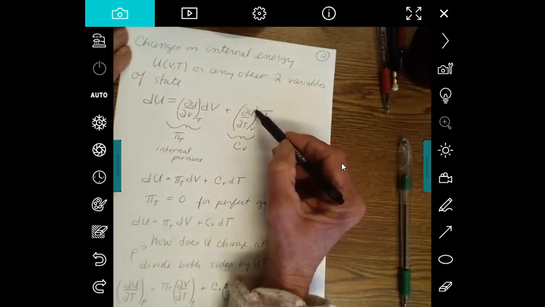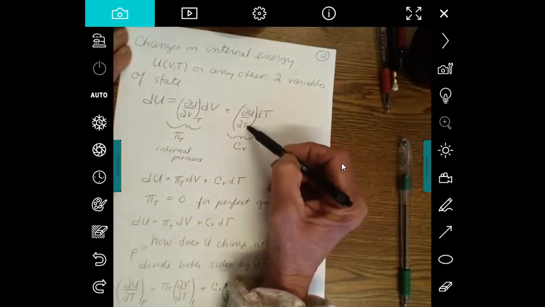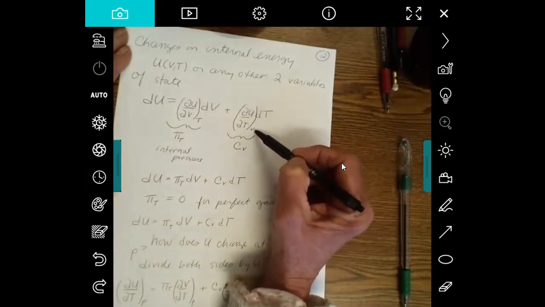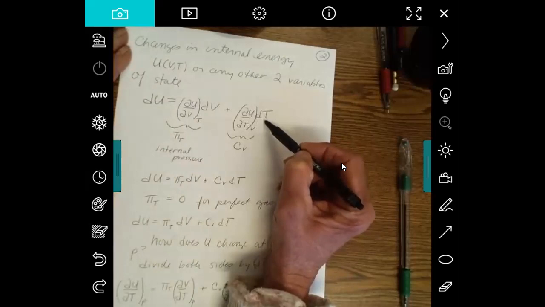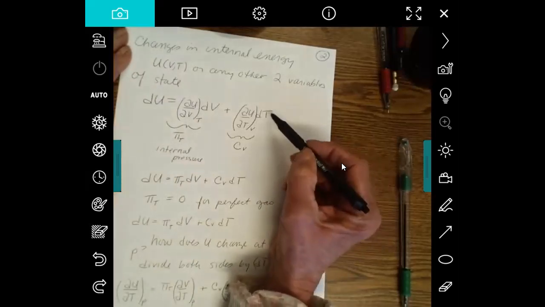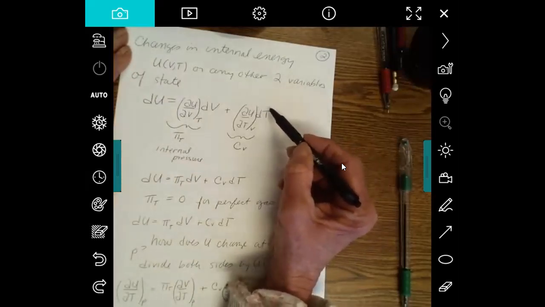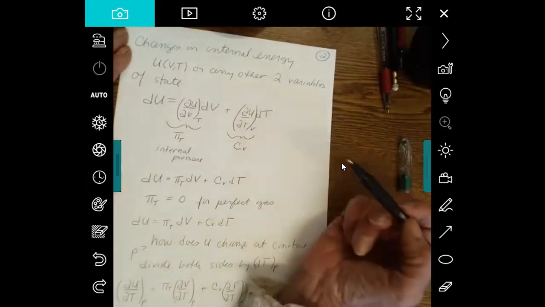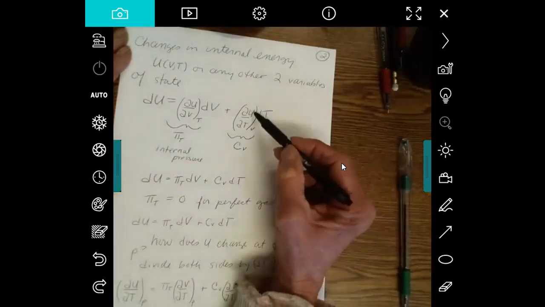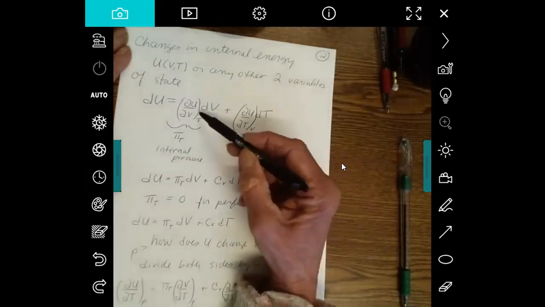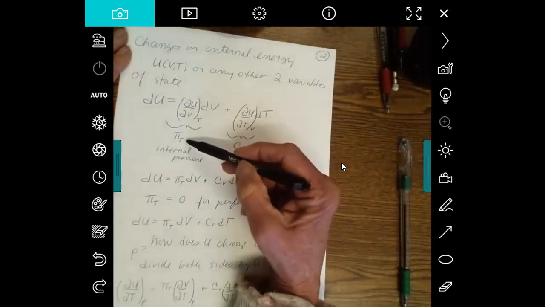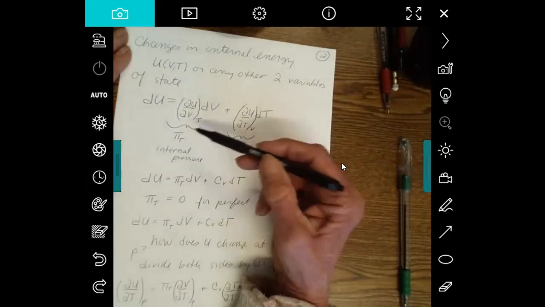If we multiply the partial derivative, that is a measure of how internal energy changes with temperature holding volume constant, by how the temperature changes, that will determine the quantity of internal energy change with a temperature change. This partial derivative is C_V. This partial derivative is just given the name the internal pressure, pi_T.